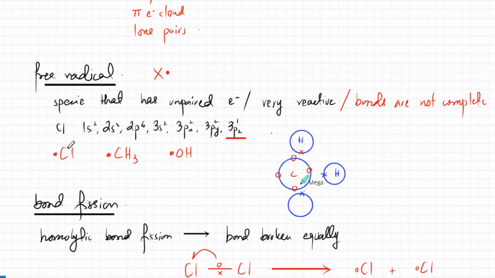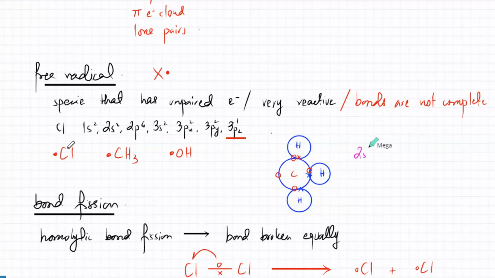Carbon needs 4 electrons to complete its outer shell. So if it only gets 3 of them, one of the orbitals is still unpaired. It's getting 3 electrons from 3 different hydrogen atoms. If you look at it at the orbital level, carbon's outer electronic configuration is 2s1, 2px1, 2py1, and 2pz1. So 3 of the orbitals have gotten electrons from 3 different hydrogen atoms, but the 4th one is still unpaired. So that means it would be very reactive.